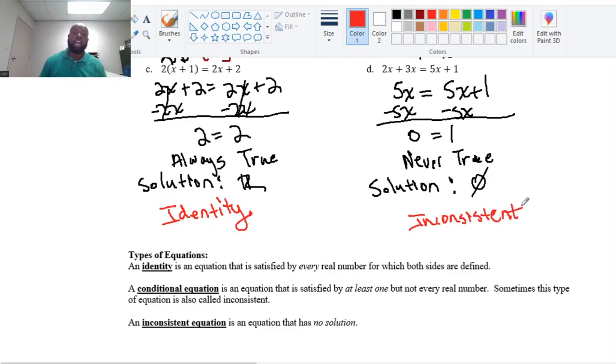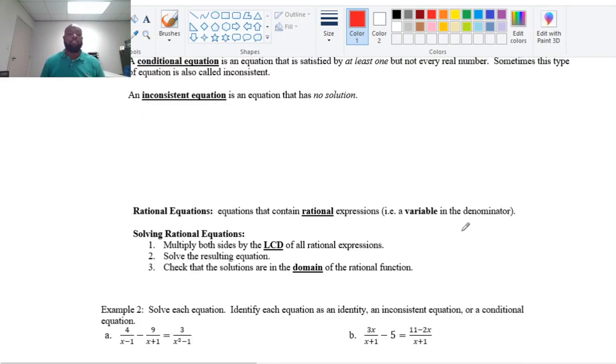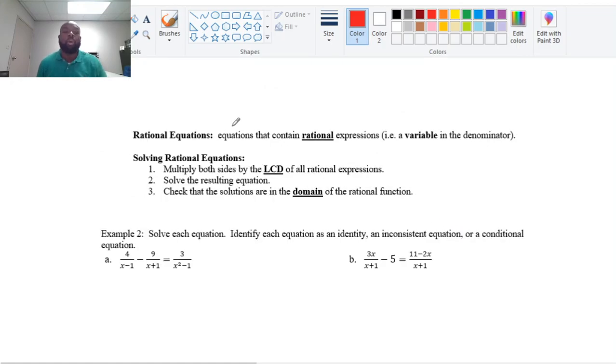Just some vocabulary terms to get your head wrapped around solving equations. Let's look at the next type of equation, rational equations. Rational equations are equations that contain rational expressions, right? And I basically like to say that a rational expression is one where a variable is in the denominator.